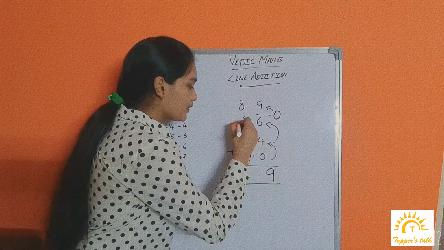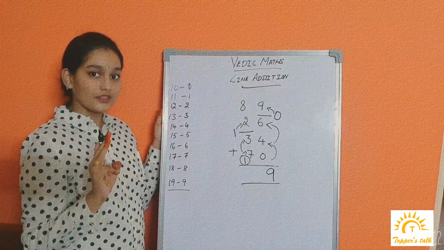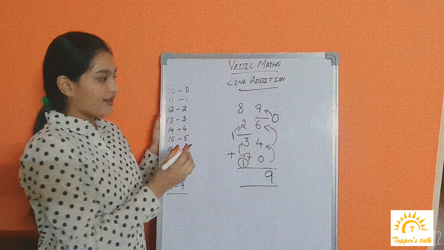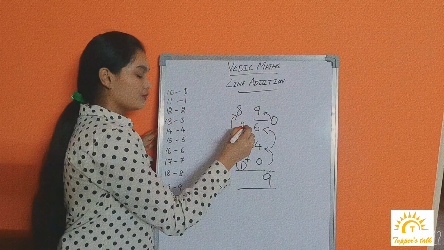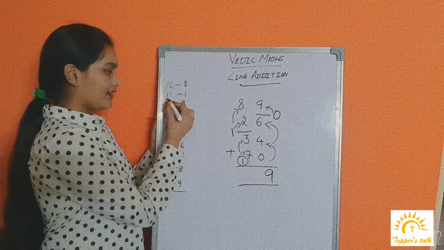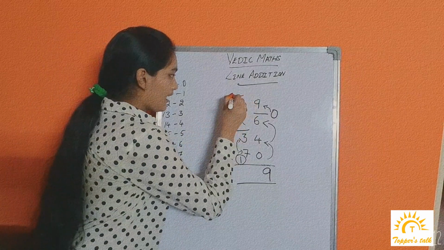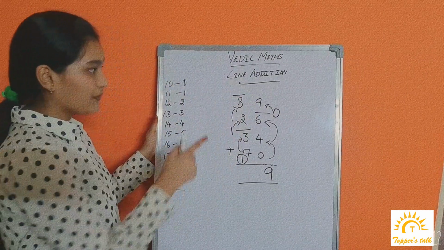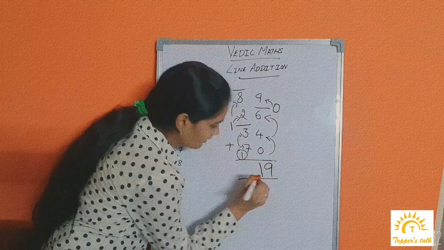Now add this 1 to this 2. 1 plus 2 is 3 and 3 is less than 10. So we have to add this 8 as well. 1 plus 2 plus 8 is 11 and 11 minus 10 is 1. So we should draw a line. But we shouldn't write 1 here. We should write it in the answer.